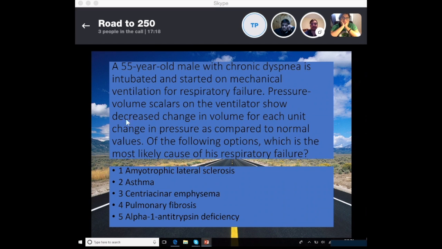So it's pulmonary fibrosis. It's a restrictive disease. Correct. But the rest are obstructive. ALS is an obstructive disease due to mechanical issues. Centriacinar emphysema is obstructive, and alpha-1 antitrypsin is just panacinar emphysema, so it's also obstructive. So yes, fibrosis.